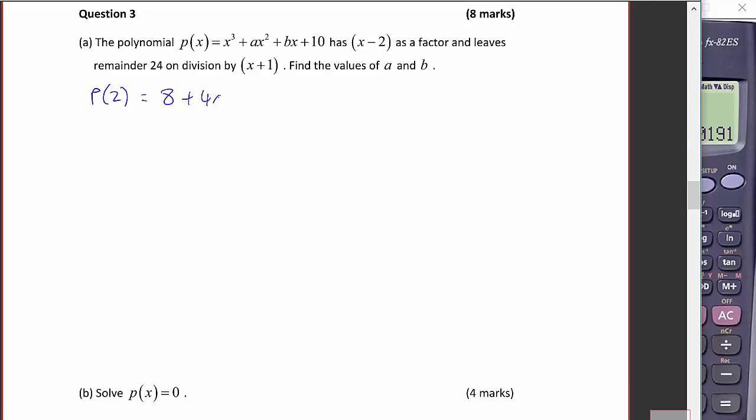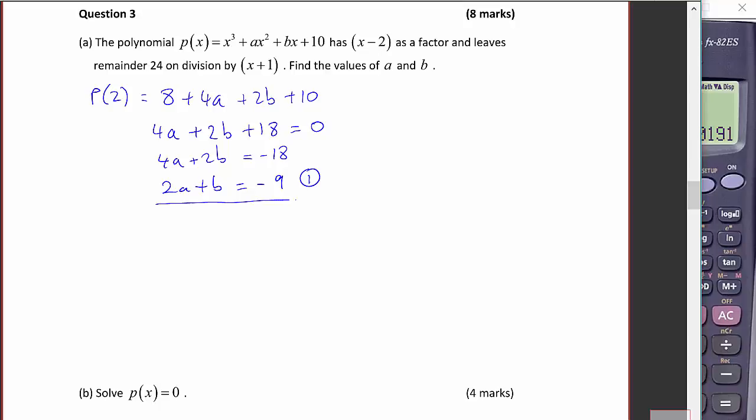So that's 8 plus 4a plus 2b plus 10. So 4a plus 2b plus 18 equals 0. 4a plus 2b equals negative 18, or 2a plus b is negative 9. Let's call that equation 1.